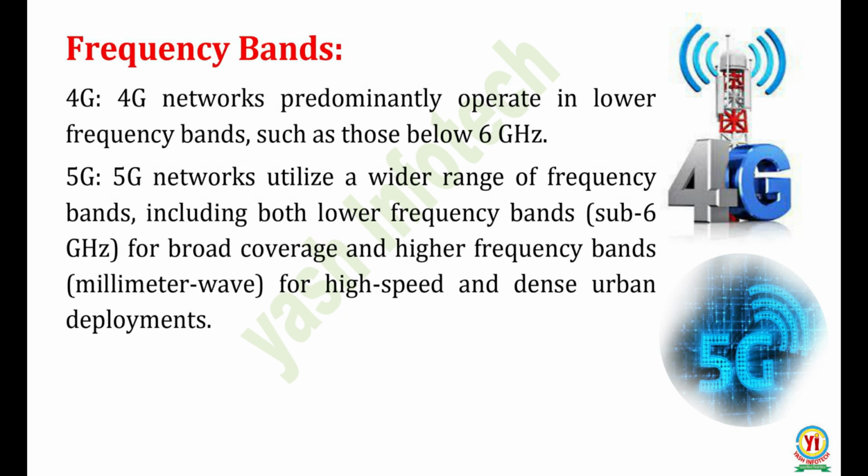Frequency bands. 4G networks predominantly operate in lower frequency bands, such as those below 6 GHz. 5G networks utilize a wider range of frequency bands, including both lower frequency bands, sub-6 GHz, for broad coverage and higher frequency bands, millimeter wave, for high-speed and dense urban deployments.